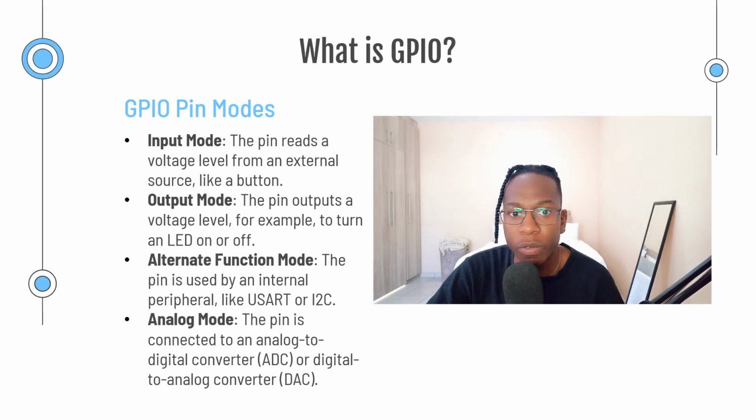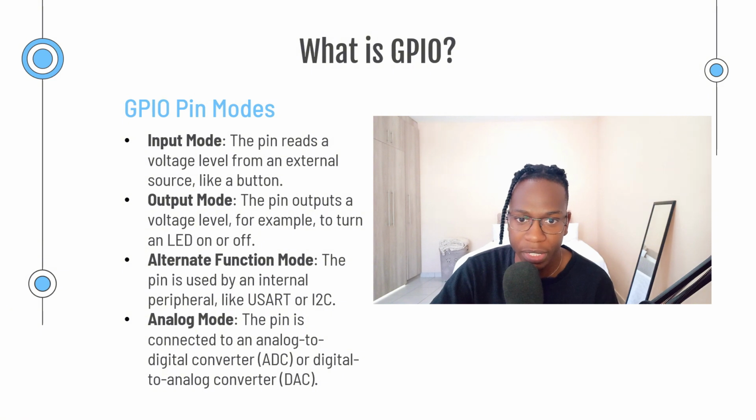Let's start with a quick overview of GPIO, which stands for General Purpose Input Output. GPIO pins are versatile and can be configured as either input or output depending on your need. These pins are how your microcontroller interacts with the outside world, whether it's reading the state of a button or controlling an LED, for example.